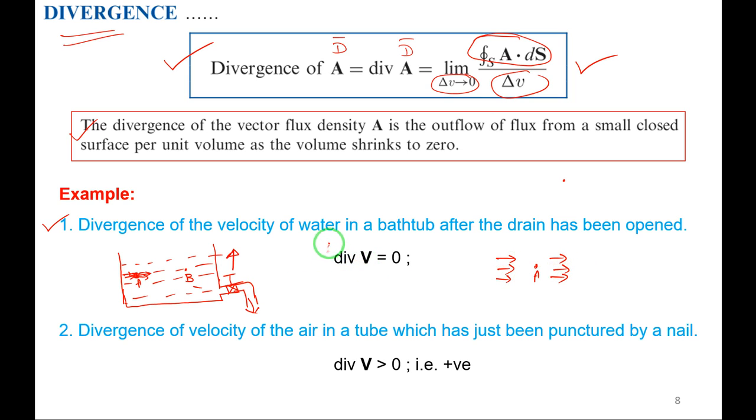So the divergence of the velocity of the water at point A is zero. Similarly, if I take point B, the same, the divergence of the velocity of the water at point B is also zero. Is it fine?